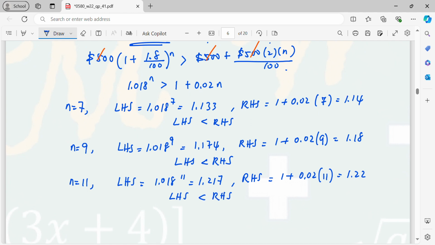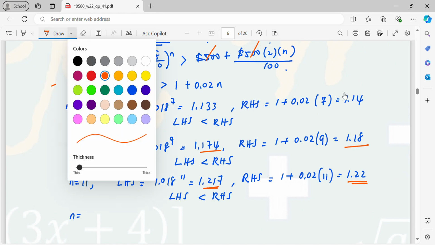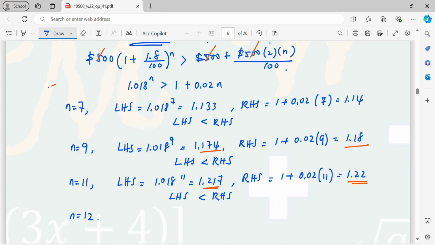Okay, so now I calculate. See, when you look at here, the left hand side is increasing, right hand side also increasing, but it is quite close to each other, because from 1.217 here 1.22, so quite close, right? The difference is just only 0.003. Just now the difference here was 0.006. So now here I will consider n equals 12, because the difference is getting smaller.